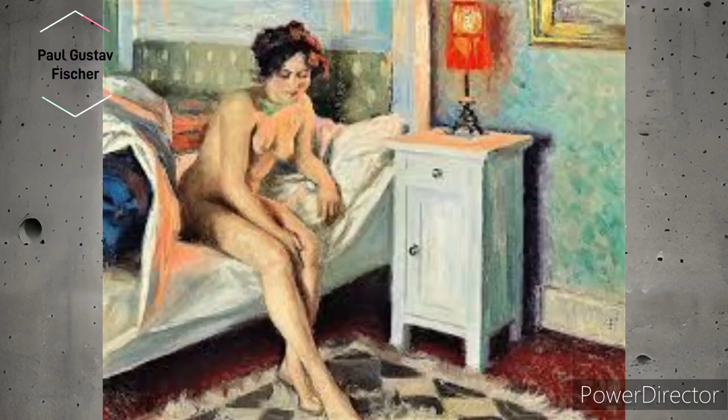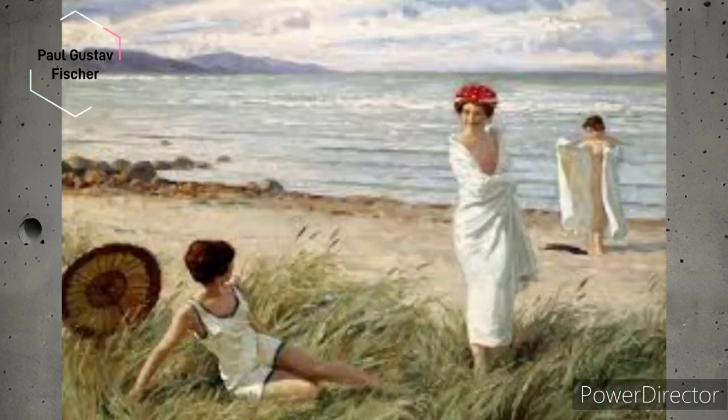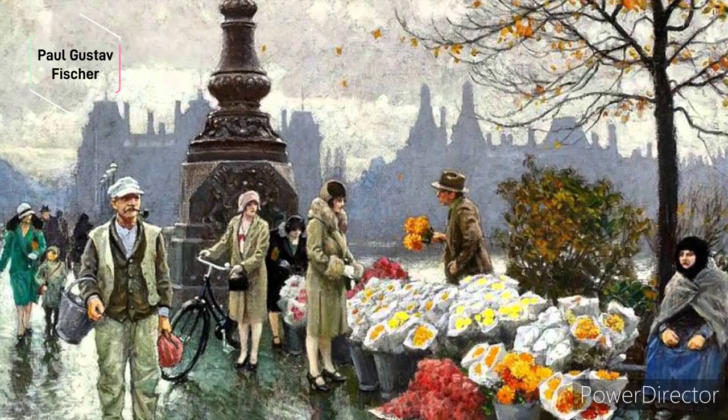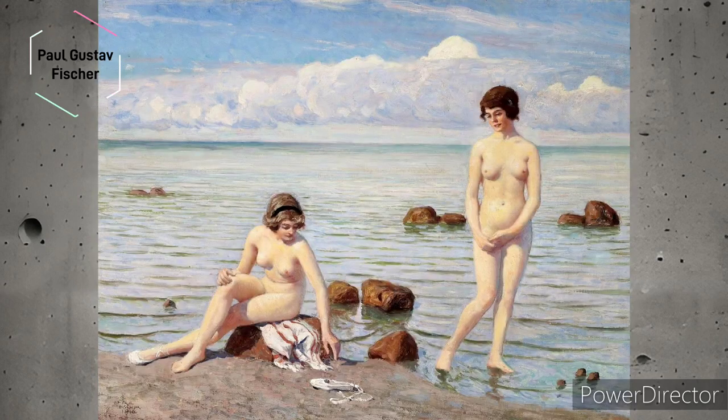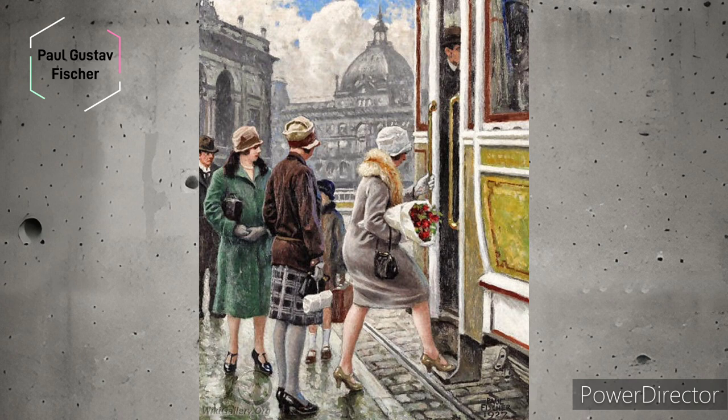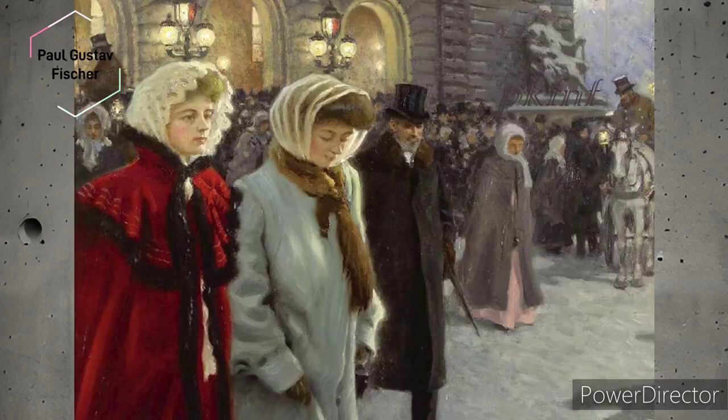Today, Paul Gustav Fischer is regarded as one of Denmark's most important painters of the late 19th and early 20th centuries. His works provide a fascinating window into the everyday life of Copenhagen during a time of great social and technological change. Through his vivid and emotive cityscapes, Fischer captured the spirit of the Danish capital, ensuring that his artistic legacy would endure for generations.